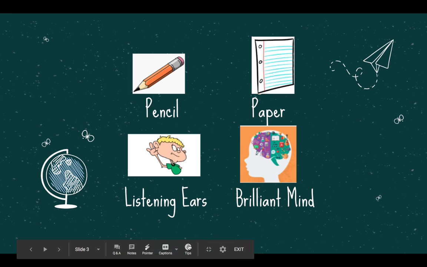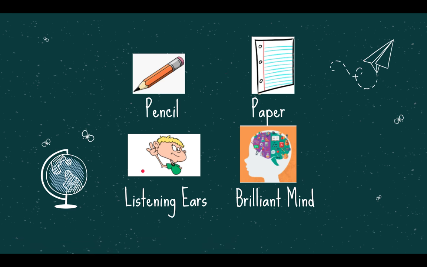To get our words done today, we'll need a quietish place to do our work. We'll need a pencil or something to write words with, a paper to write the words on, our listening ears to hear the words, and of course you're going to need those brilliant minds of yours to be able to think about the words.